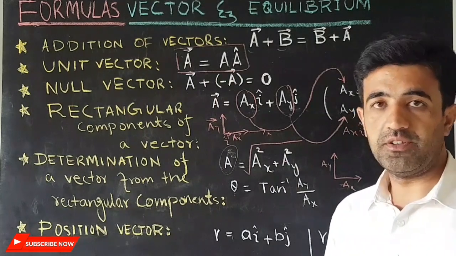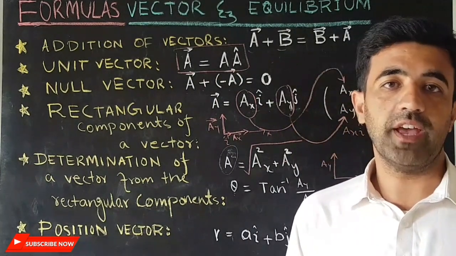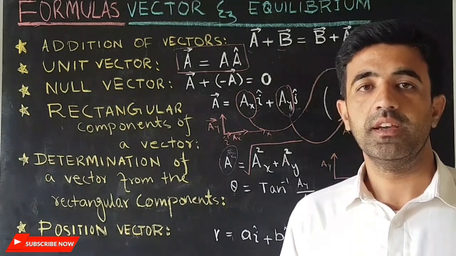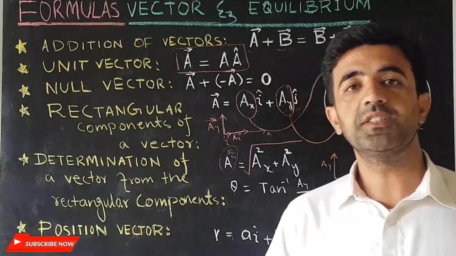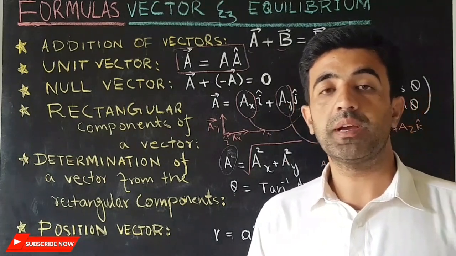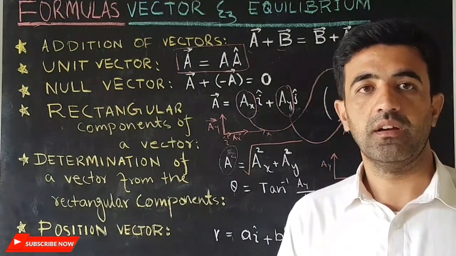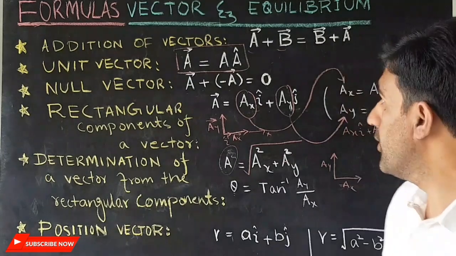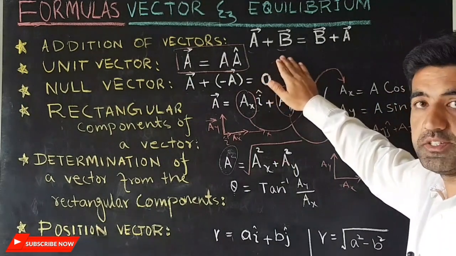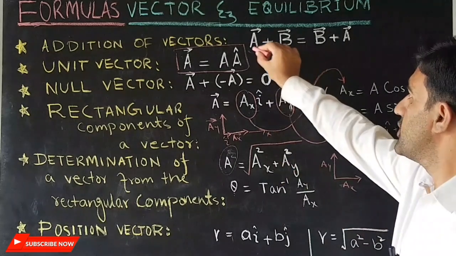If we have two vectors, let one be vector A and the other vector B, and we want to add A plus B, simply it will be equal to B plus A. It means that in physics the vector addition is just like common addition in arithmetic. Therefore, vector A plus vector B is equal to B plus A. So straightforward, this is the addition of vectors.